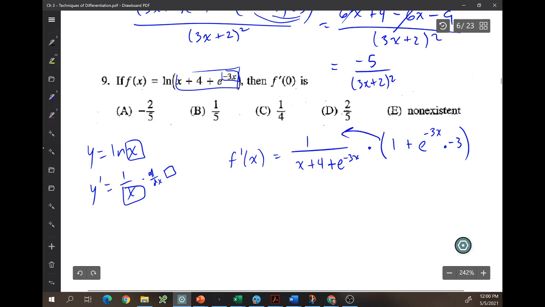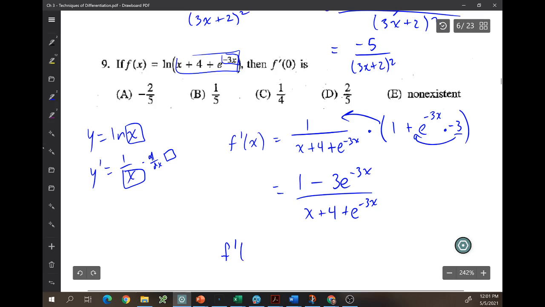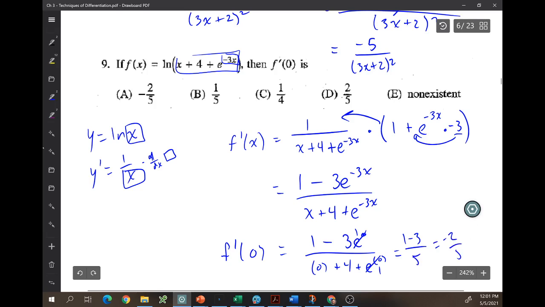We can just move that up to the numerator. So it's going to become 1 minus 3e to the negative 3x, I just moved the negative 3 in front, over x plus 4 plus e to the negative 3x. So that's f prime of x. They asked us what is f prime of 0. So 1 minus 3e to the 0 over 0 plus 4 plus e to the 0. We need to know that e to the 0 is just 1, not 0 but 1. So 1 minus 3 over 4 plus 1 over 5, which is negative 2 over 5.